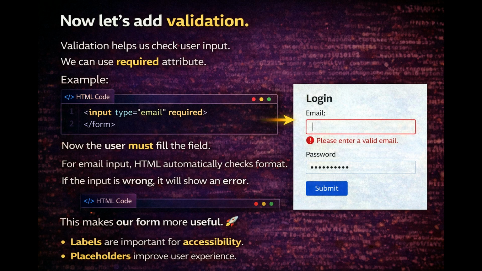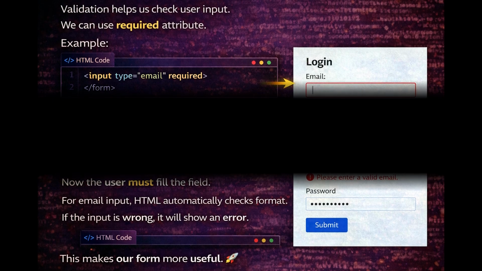Now let's add validation. Validation helps us check user input. We can use required attribute. Example: input required. Now the user must fill the field. For email input, HTML automatically checks format. If the input is wrong, it will show an error. This makes our form more useful.